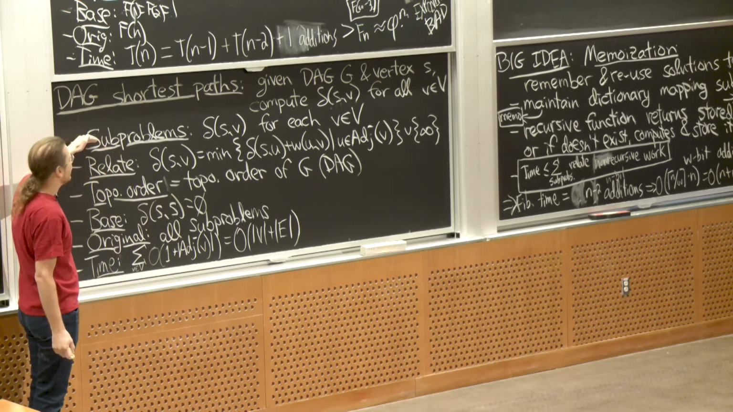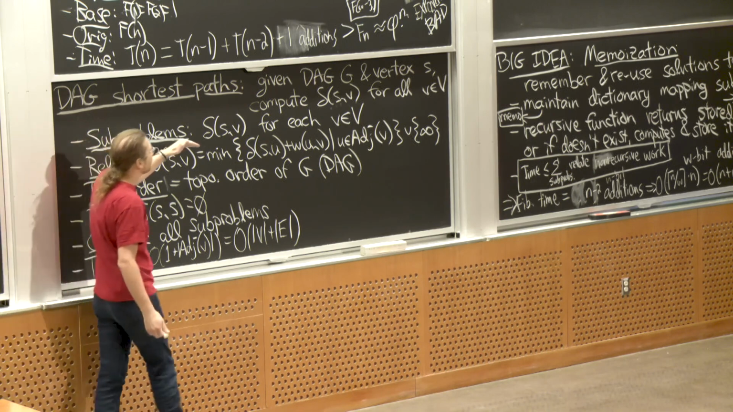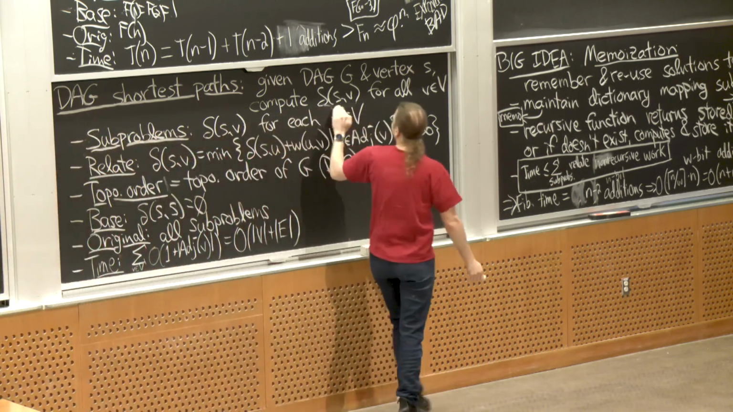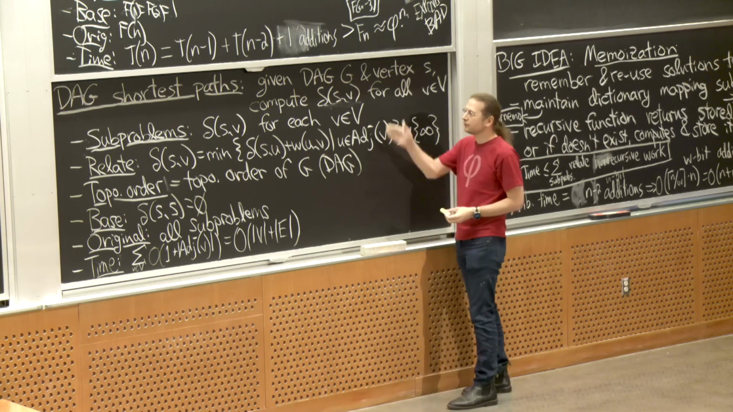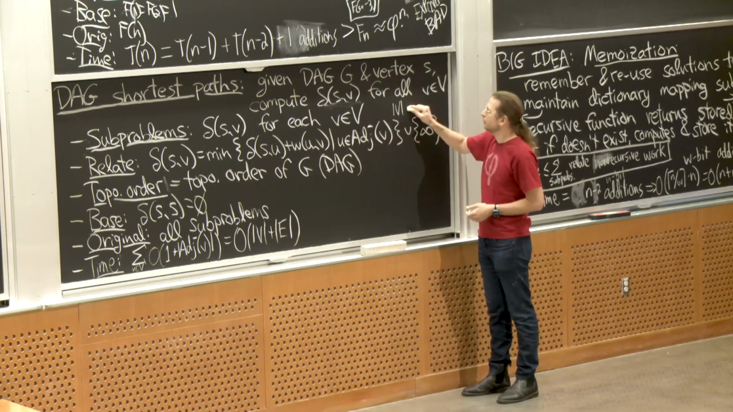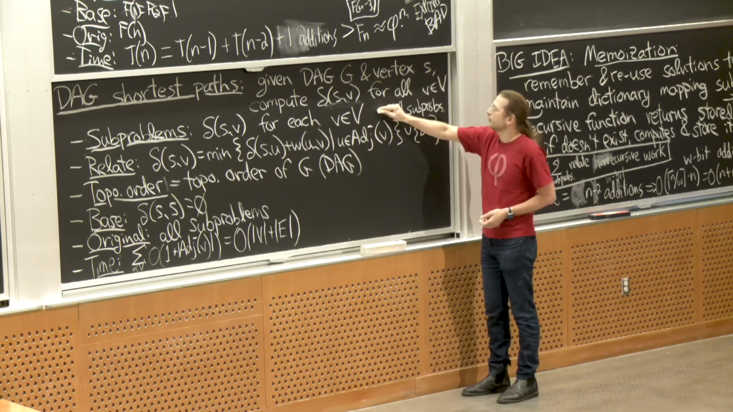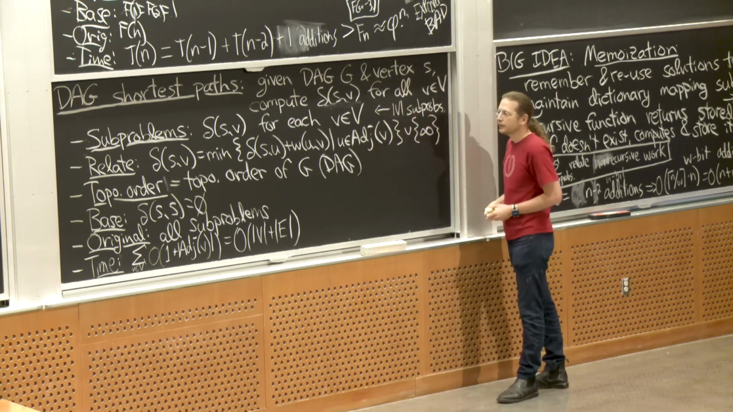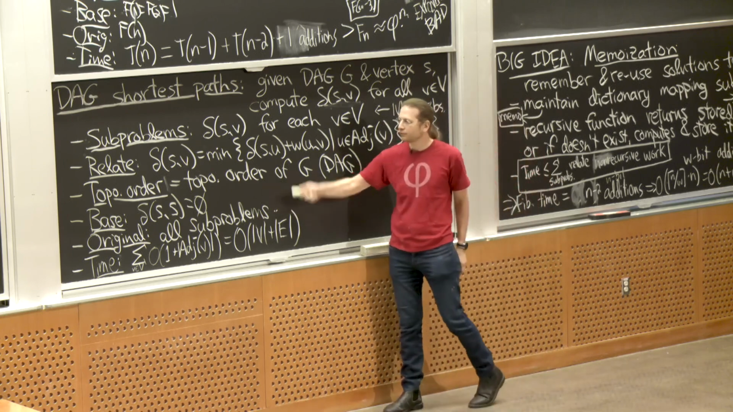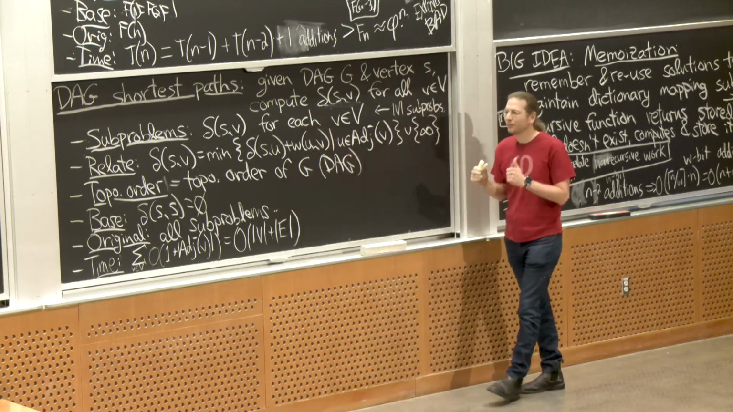So what are our subproblems? Well, here, actually, they're kind of spelled out for us. We want to compute delta of S,V for all V. So that is size of V subproblems. That turns out to be enough for this overall problem. And the original problem we want to solve is all of the subproblems. We solve all the subproblems, we're done.